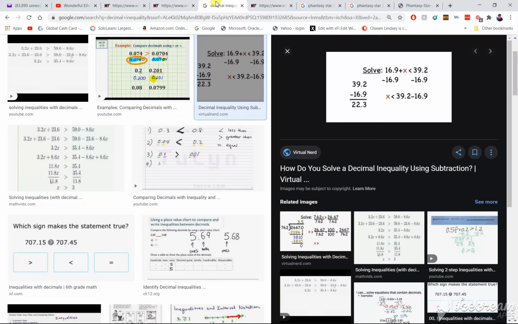Sometimes when you're solving for x in a linear equation or inequality, you're going to come across problems that are just infinite. All right, that's it.